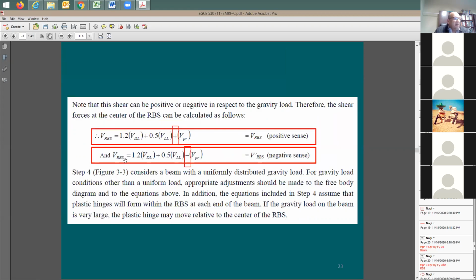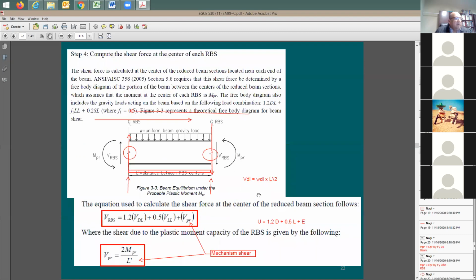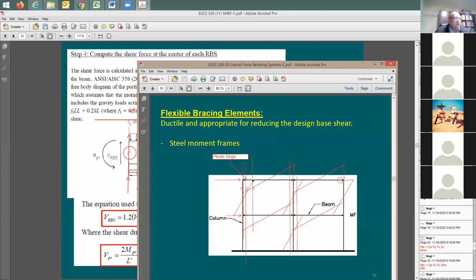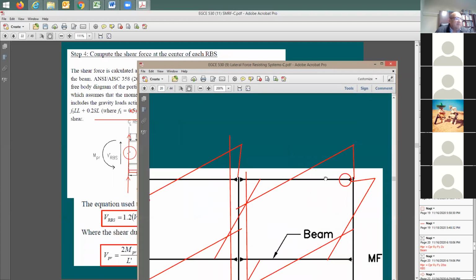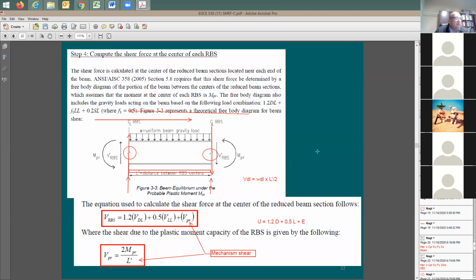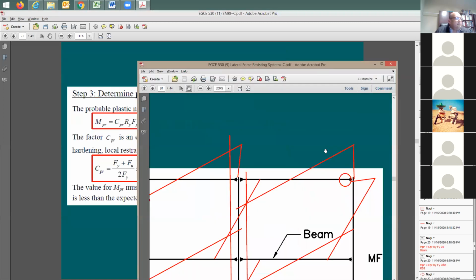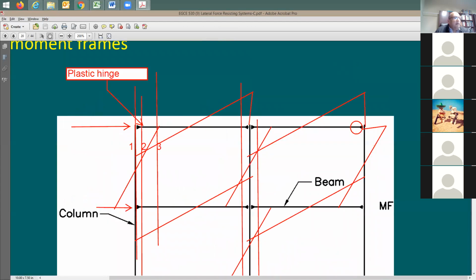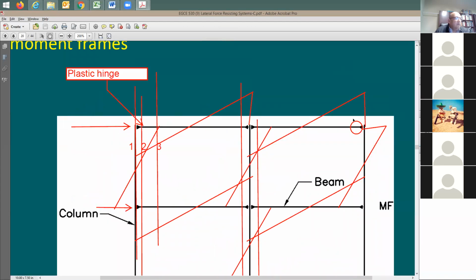Now, the total shear at the RBS, of course, you need to include the dead load and live load component. Now, how would you get this V dead load and V live load? You're going to say, well, let me look here at the moment frame. Let's say that you have a moment frame, right? And this is going to be from center to center. Let's say here's one of the beams. I'm going to put a uniform load on the top of the beam. Here's the uniform load due to dead load.